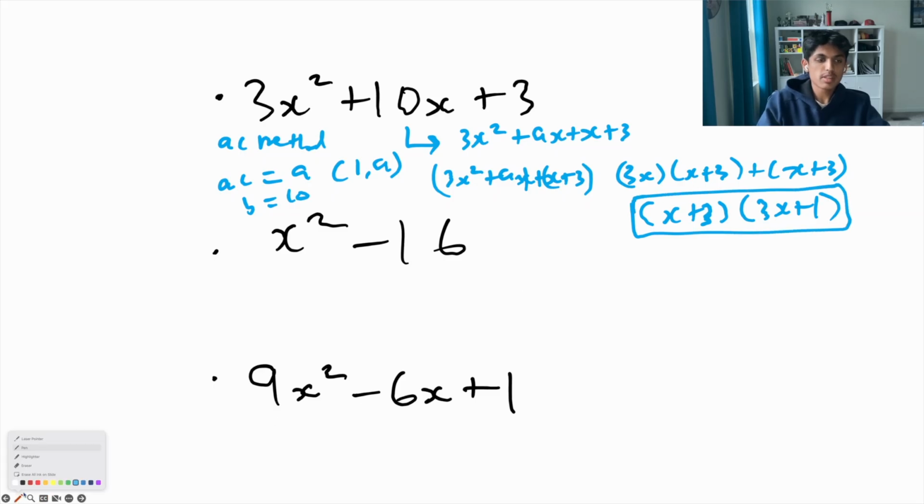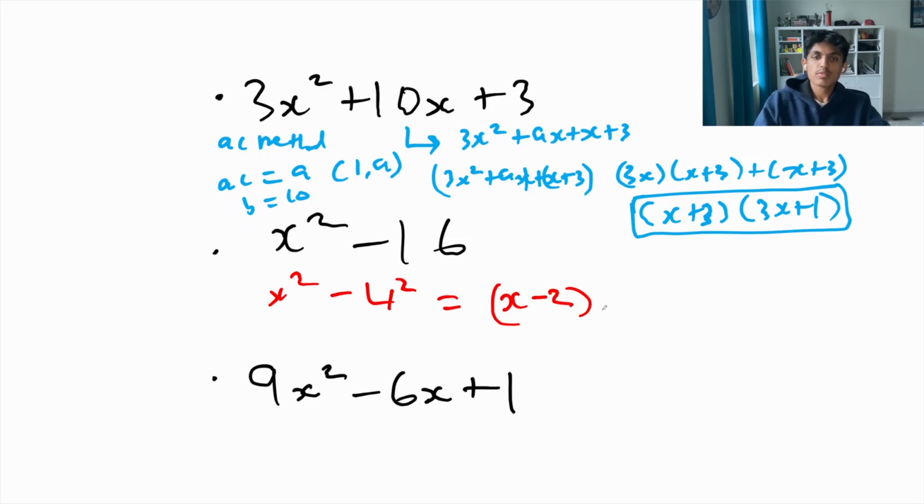Okay, now the second one, let's do it in a different color. x squared minus 16. So this is just x squared minus 4 squared, which is basically a difference of squares. So notice how just knowing difference of squares saved me a lot of time on this one.